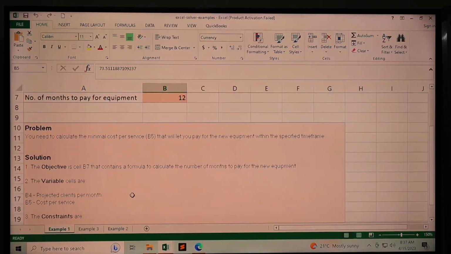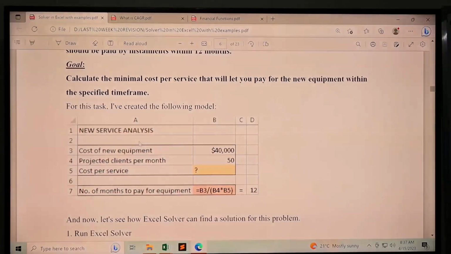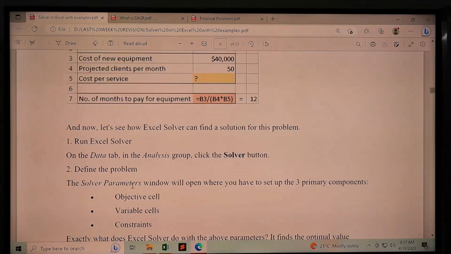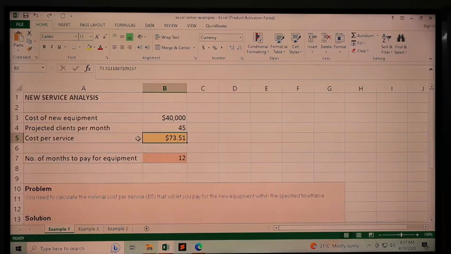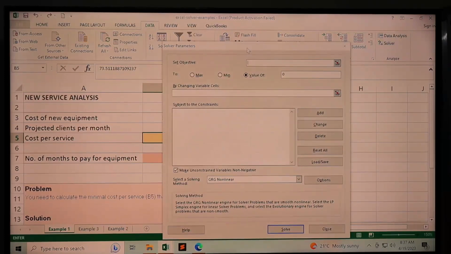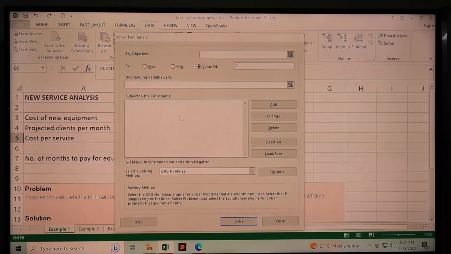You need to know the minimum cost that will let you pay for the new equipment within a specified time frame. So when you're setting up the solution, we have to follow the solvers parameters. With this data, you're supposed to run the solvers. You activate the solvers: click on the data tab, then click solvers. I hope you have done that. This is supposed to produce the solvers parameter dialog box.